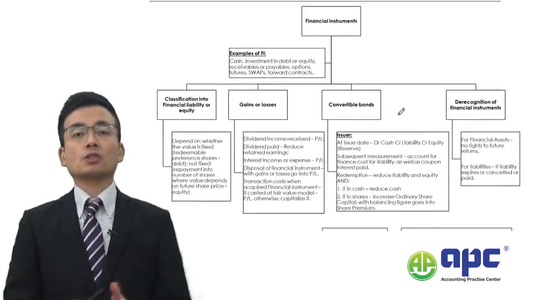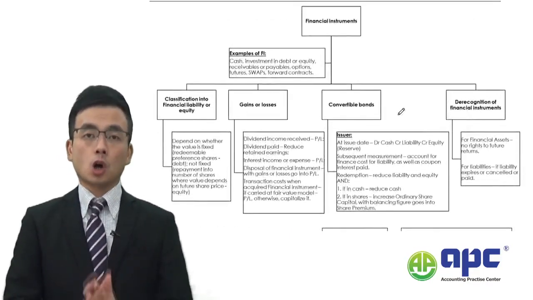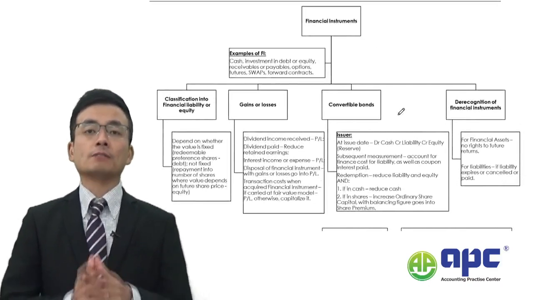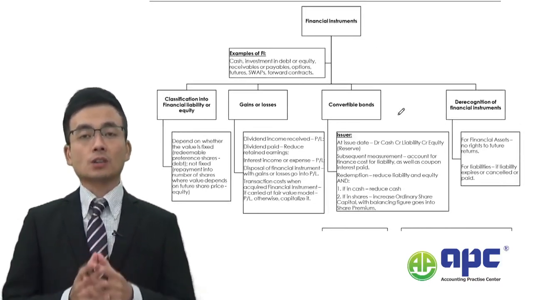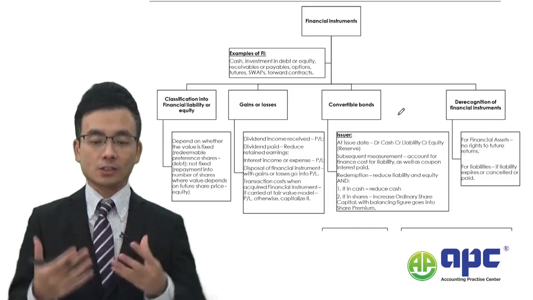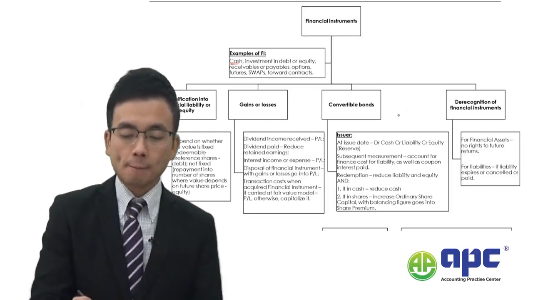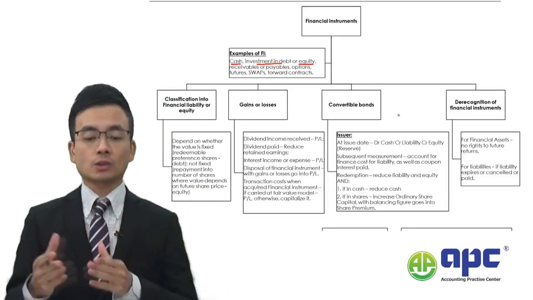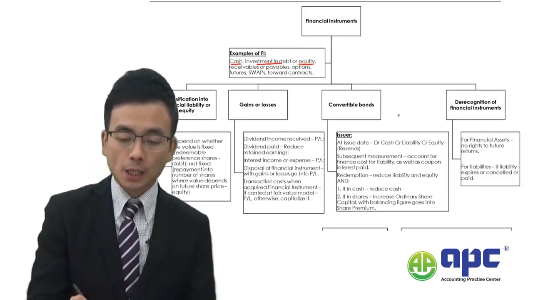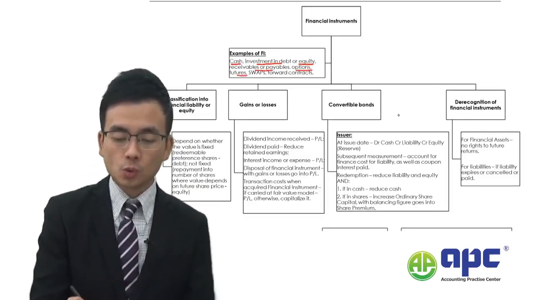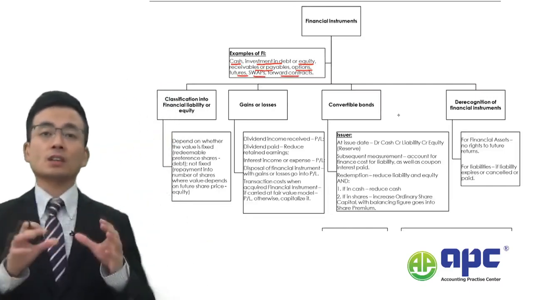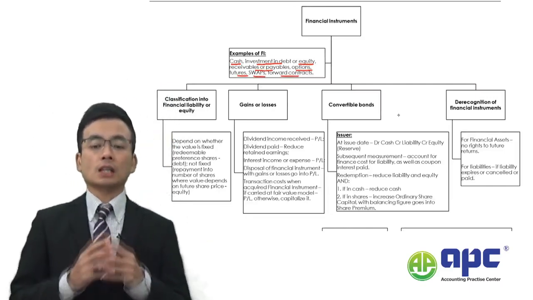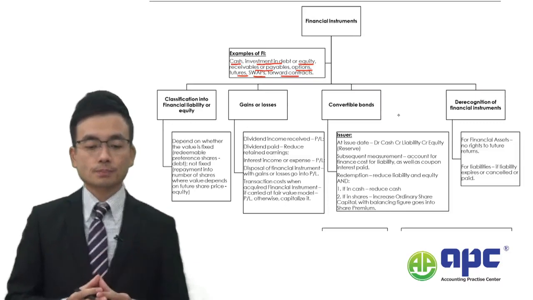So for the financial instrument, we've got a contract. That contract can be converted into money form, and that's what I mean by financial instrument. Examples could be cash, buying others' debts, buying the equity, which means the investment in debts and equity, receivables or payables, or options, futures, swaps, and forward contracts. These are derivatives, and these are financial instruments.